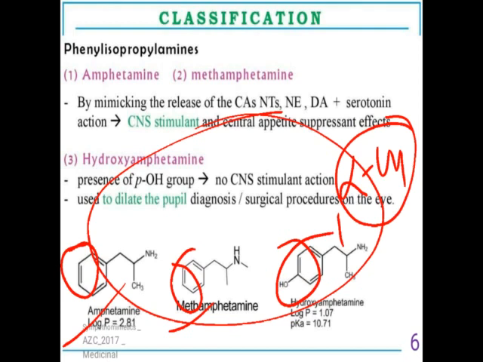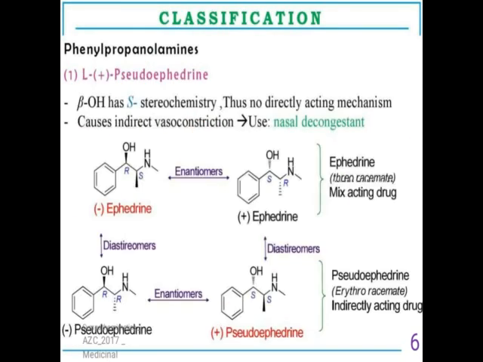sympathomimetic agents. Amphetamine and methamphetamine mimic the release of catecholamines, that is norepinephrine, dopamine as well as serotonin. They produce a CNS stimulant and appetite suppression effect. While hydroxyamphetamine does not have any CNS activity, due to the para-hydroxy position it is responsible for dilating the pupil. So in diagnosis or surgical procedures on the eyes, such a drug is utilized to dilate the pupils.